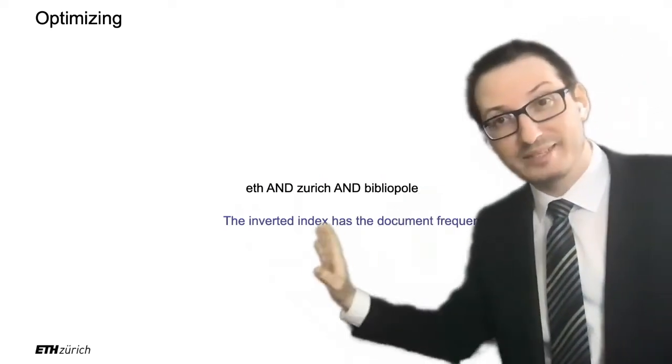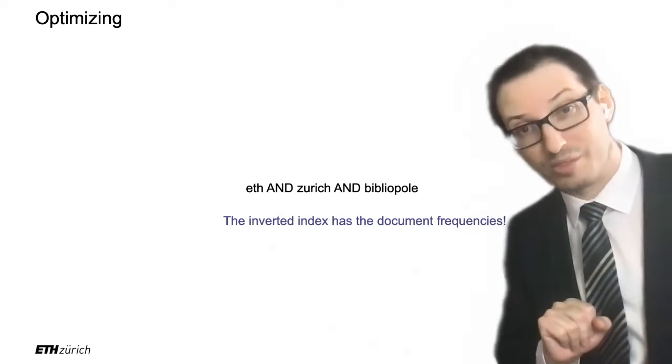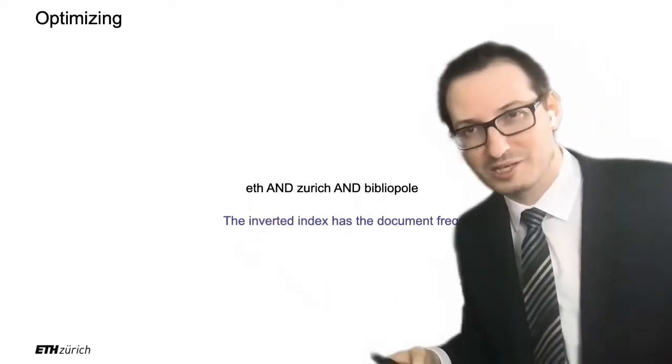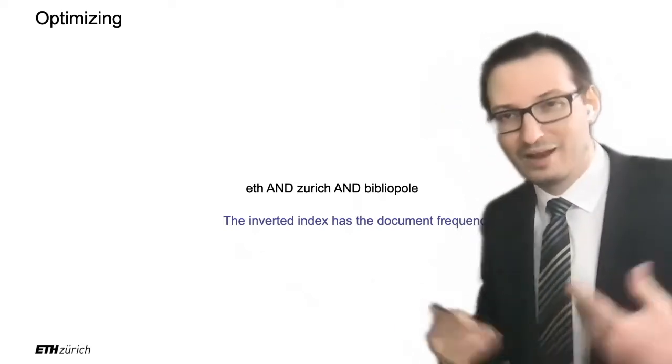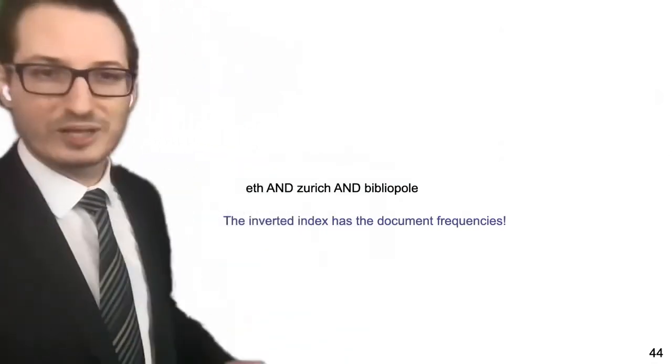Does anybody have any idea which posting list I should start with? Because I have three here. So I'm probably not going to directly compute the intersection of all three. I mean, I could, of course, but let's say I pick two of them to start with. What do you think? Where should I start?